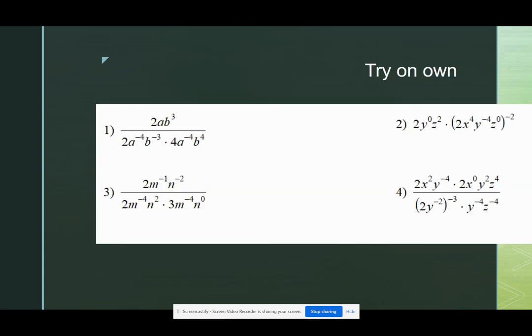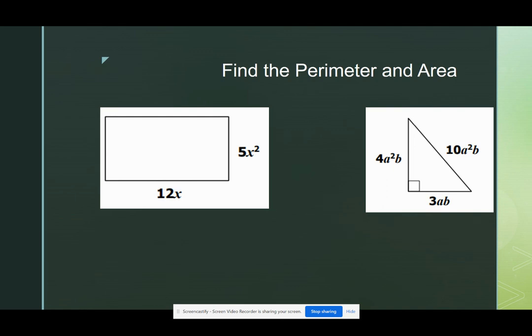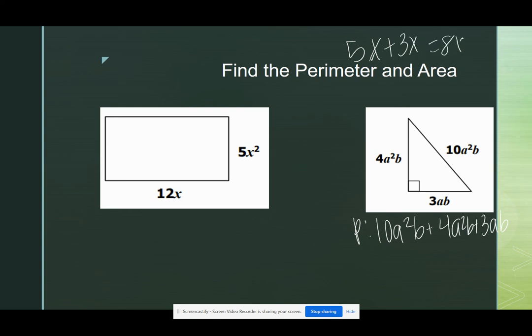Finally, we saw a problem like this in class, so I'm just going to go through it real quick, so you will have a problem like this on your homework. If I'm finding the perimeter, that means I'm adding all the side lengths together. So 10a squared b plus 4a squared b plus 3ab. And we can combine our like terms. Like I showed you in class, if we have a 5x plus a 3x, we get an 8x. But if we have a 5x plus a 3y, we cannot combine them. It just stays as is because we need to have like terms.